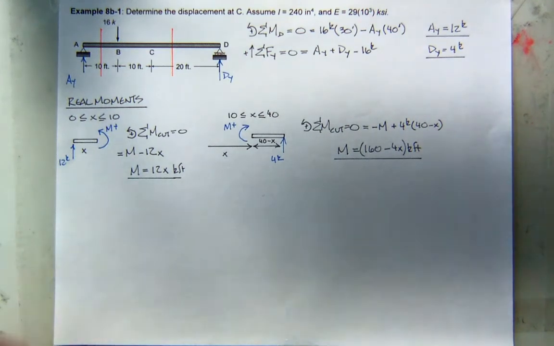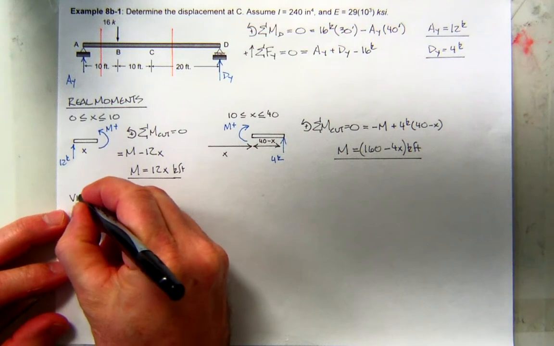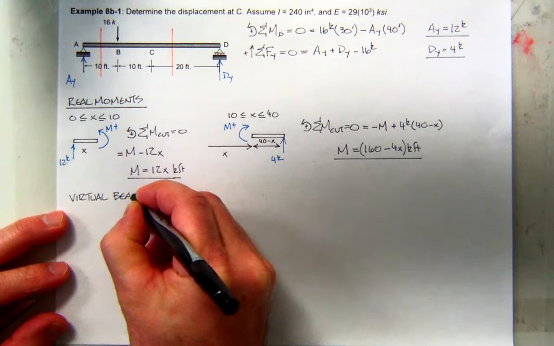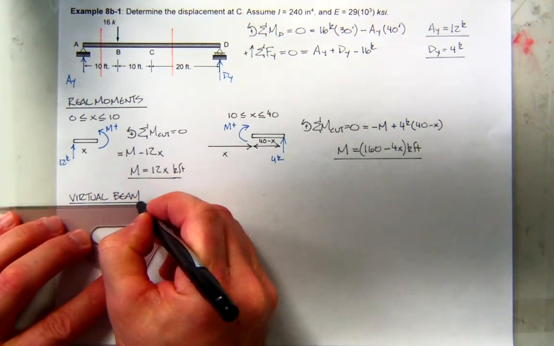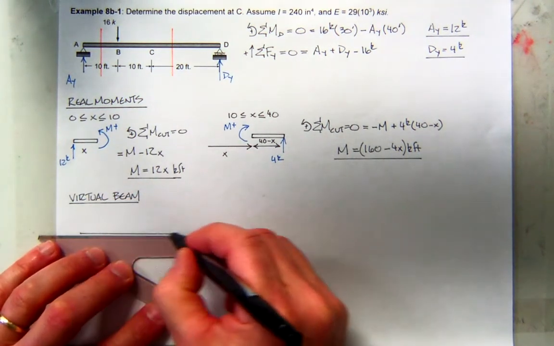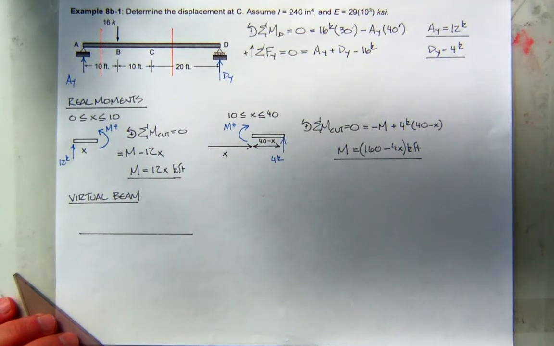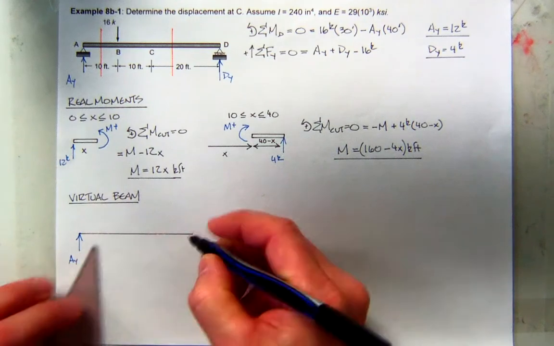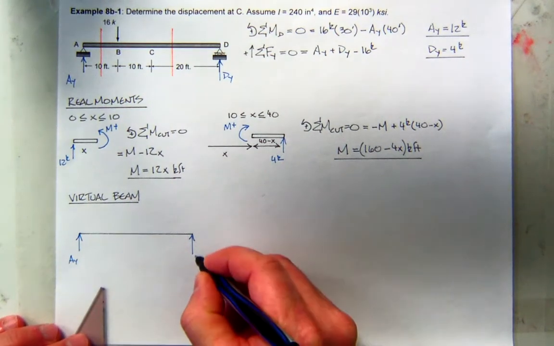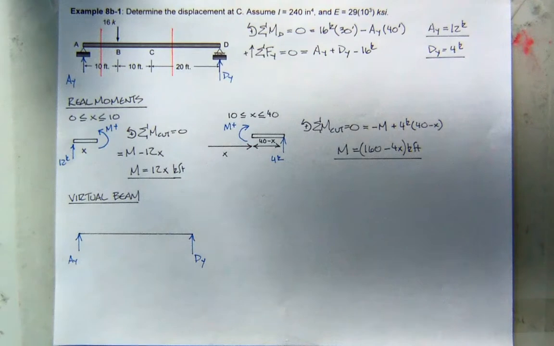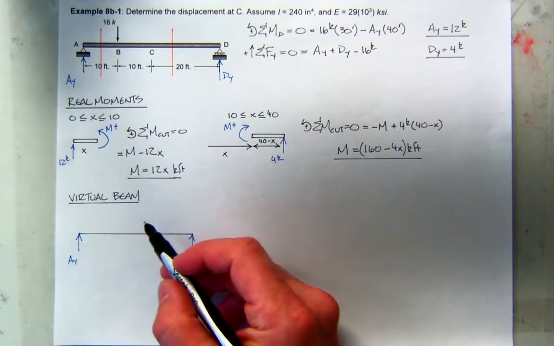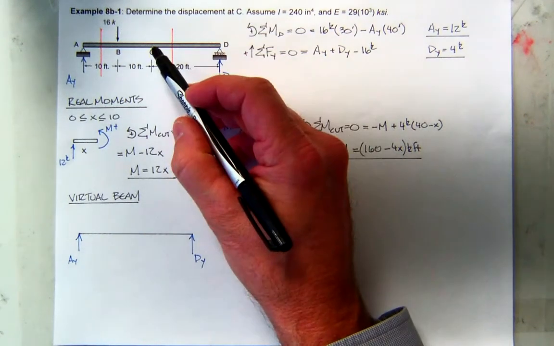So the new thing now would be the virtual beam. And that would lead to virtual moments. So if I look at the same beam, the geometry is going to be the same. I'm still going to have a reaction at the left side, call it AY, and one at the right side, call it DY. Now, since I want to find the displacement at C, I'm going to apply a virtual force with no unit of value 1, where? At C, which is right in the middle.